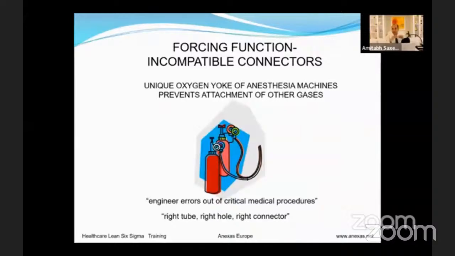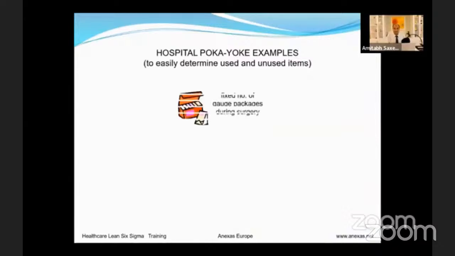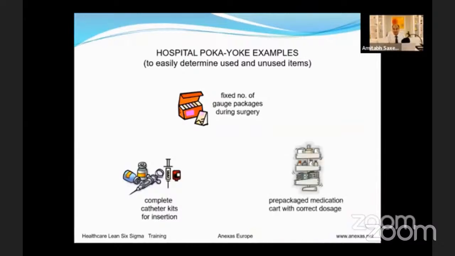Oxygen cylinders cannot be connected to nitrogen cylinders. That is an example of Poka-yoke. Even if you want to connect, the connections are such that they can't get connected. So even a foolish person cannot commit a mistake, and that is known as Poka-yoke. Some more examples: fixed number of packages during surgery, complete catheter kits for insertion, and pre-packaged medication card with correct dosage. These are all examples of Poka-yoke.